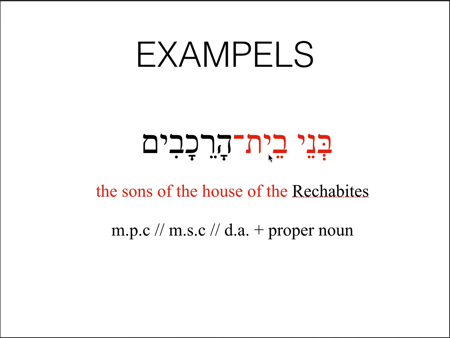Bet is a house, and here it's in construct form. This is singular, it's masculine. It does look feminine because of the t, but this is one of the lists of irregular masculine words. So it's house of. Ha-rechavim, ha is the, and rechavim is a proper noun meaning Rechabites. So the sons of the house of Rechabites. We have a construct, construct, absolute.